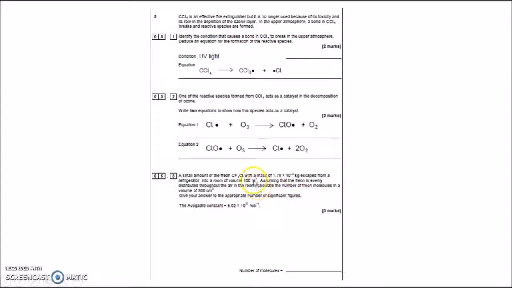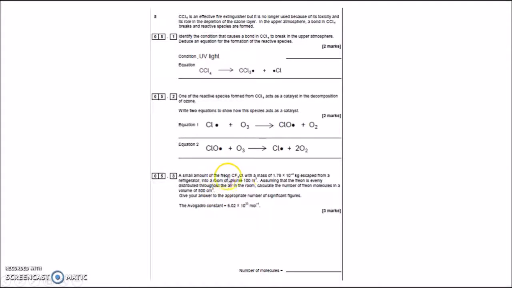So look here, we've got kilograms. We're used to working in grams. We've got meters cubed. We're used to working in decimeters cubed. And we've got centimeters cubed. So we've got a mismatch between some of the units. Give your answer to the appropriate number of significant figures, so we've got to work that out as well. And then we've got Avogadro's constant, 6.02 times 10 to the power of 23, a very large number. That's the number of particles in a mole of substance. So we've got a lot of numbers with difficult units to deal with.